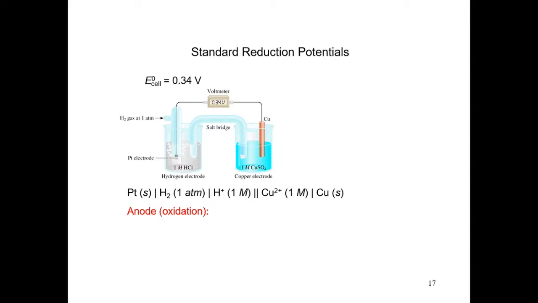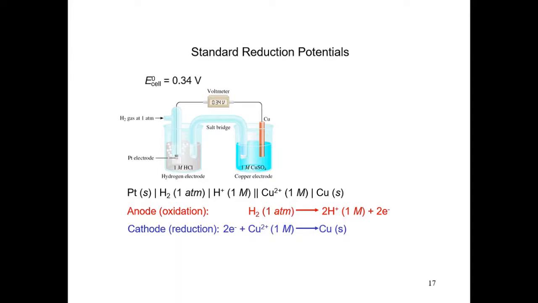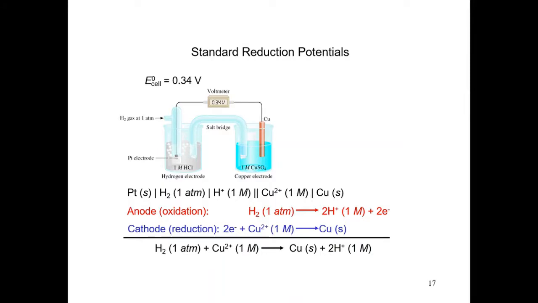Let's write out the equations. So at the anode, I have the oxidation of hydrogen gas, losing electrons to become hydrogen ions. At the cathode, I have copper 2 ions getting electrons to become copper metal. Once more, I can add these. The electrons are going to cancel out, and I end up with the net equation for the whole reaction. Hydrogen gas reacting with copper 2 ions to produce copper metal and hydrogen ions.